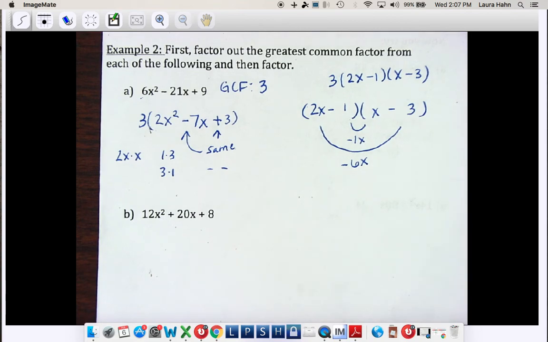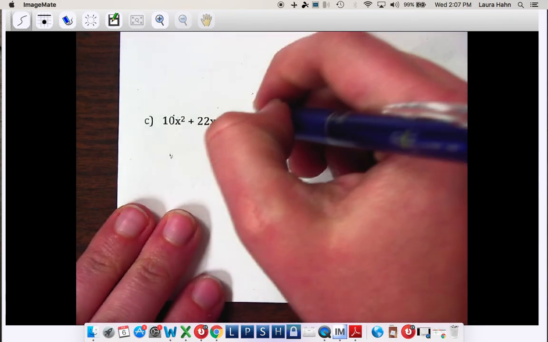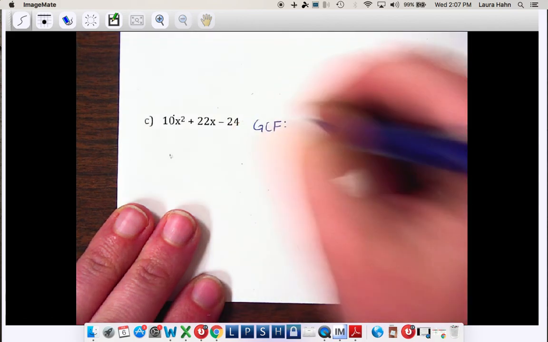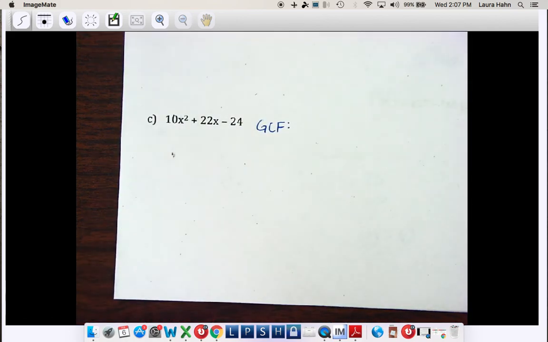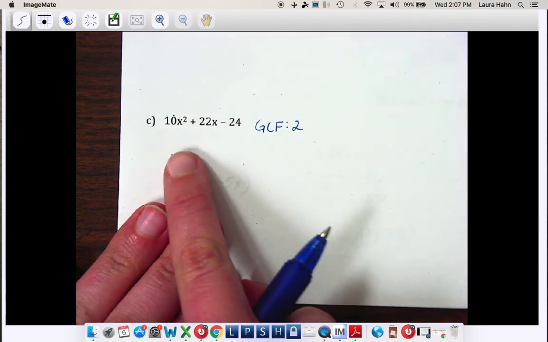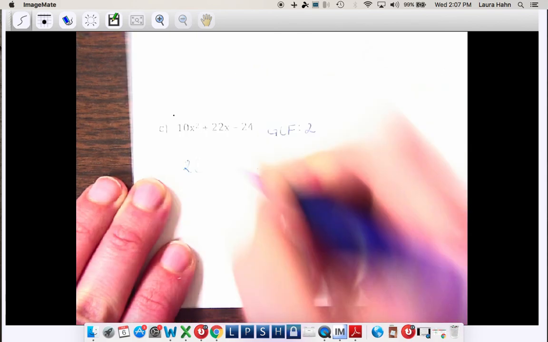I'll do one more with y'all. Let's try C. Greatest common factor. Okay, so I'm looking at 10, 22, and 24, finding the biggest number that will go into all of those, which is 2. And then I look for anything else. They do not all have x's, so that's not in common, so let's take out that 2.